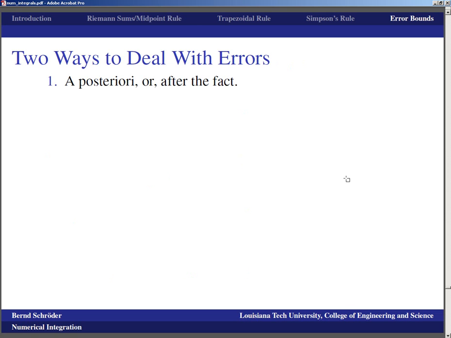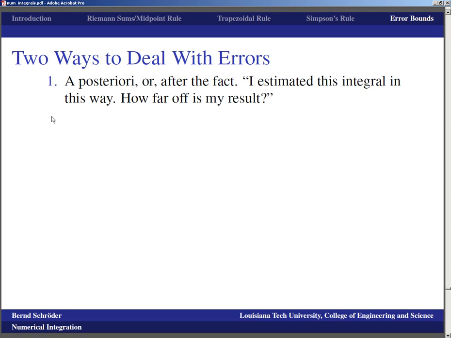There's two ways to work with errors. On one hand, we could work with them a posteriori, or after the fact, and that's basically when somebody says, look, I've approximated this integral with this method. How far off is my result? Sometimes you are just given data and you have to figure out how good that data is.